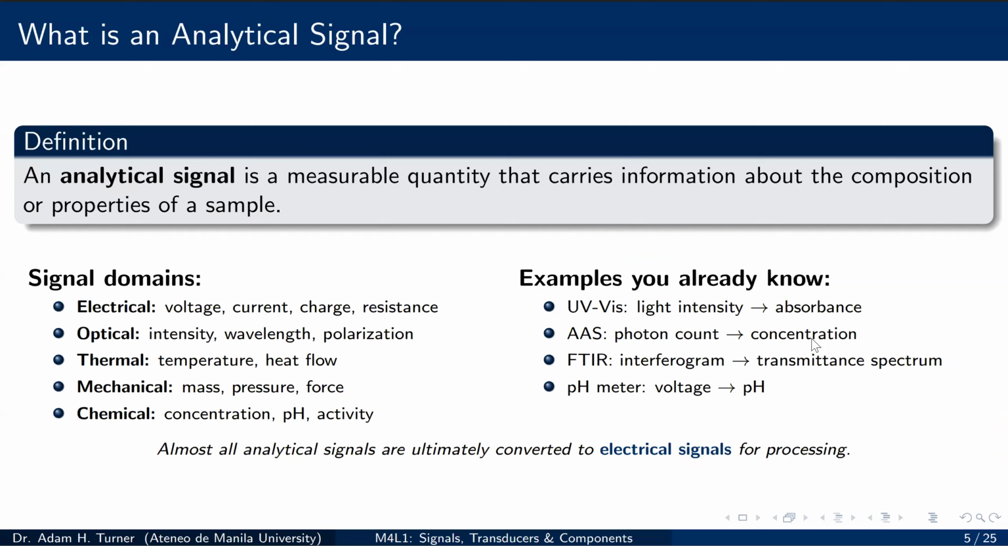Signals come in different domains. They can be electrical, such as a voltage or a current. They can be optical, such as light intensity at a certain wavelength, thermal, mechanical, chemical, and all of these are signal domains. All of these work.